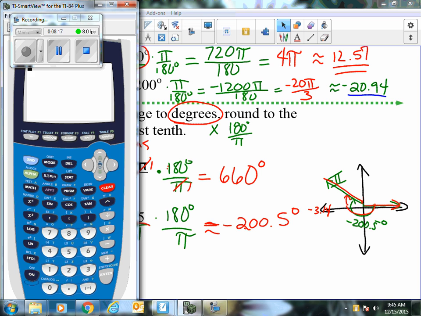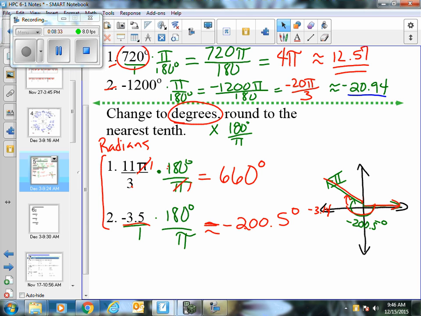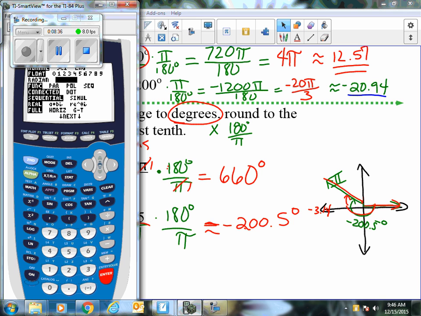If you want to change, we'll just do this last one that we just did, a radian measure into degrees, you have to make sure the mode of your calculator is in degree measure to start with. Everybody go to mode. Whatever you want your answer in, that's the mode your calculator has to be in. So when we're changing into degrees, we want to be in degree mode.